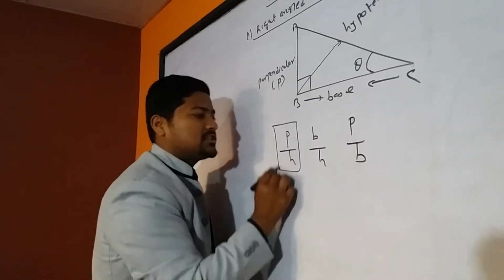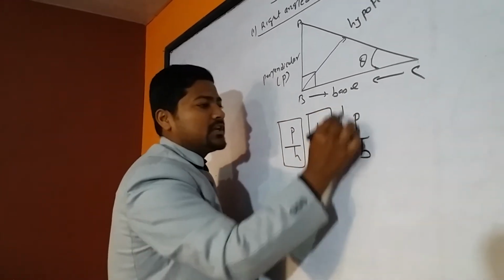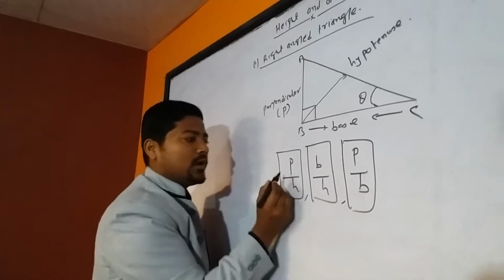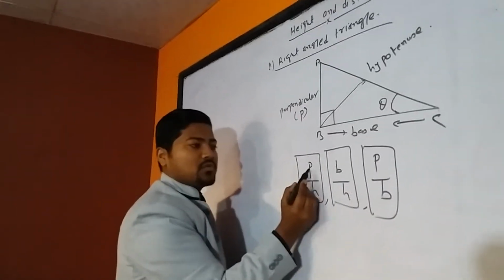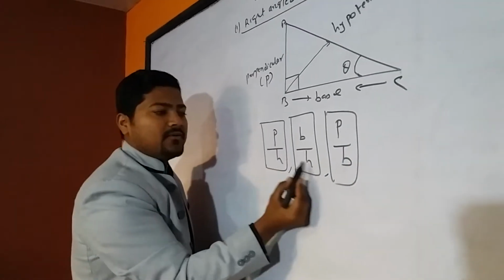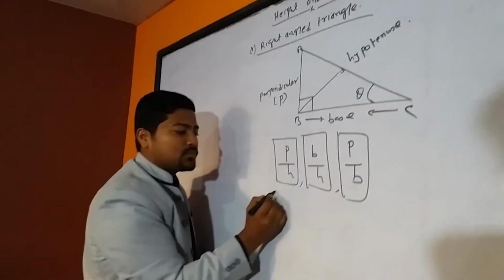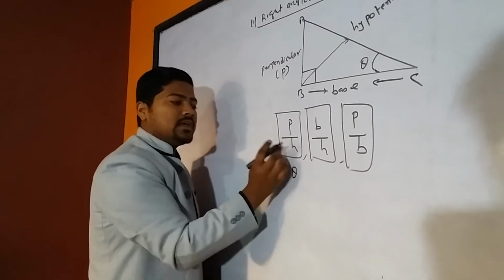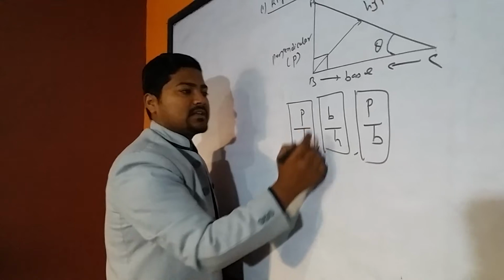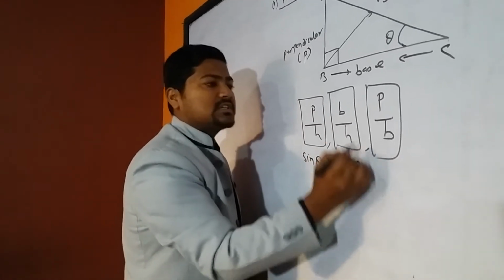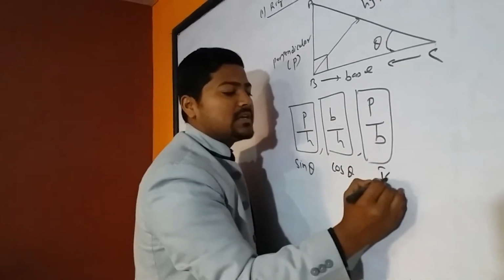Here we have the 3 ratios. One is P by H, which is for sin theta. So the sin theta formula is P by H. B by H means cos theta and P by B means tan theta.